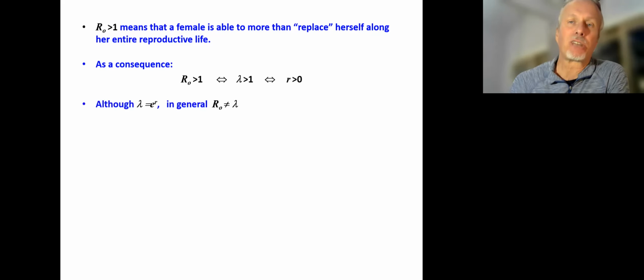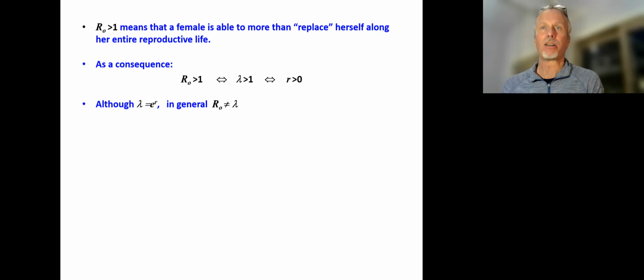One important aspect here is that although lambda is generally considered equal to e to the power of r, in general, R naught is different from lambda. In a stable population, lambda is equal to 1 and R naught is equal to 1, because over the entire reproductive lifespan, a female is able to replace herself, and so the population is constant. But otherwise, R naught and lambda are different. Of course, if lambda is larger than 1, then we expect R naught to be larger than 1, and vice versa. If R naught is smaller than 1, then we expect lambda to be smaller than 1 and the population to decrease.